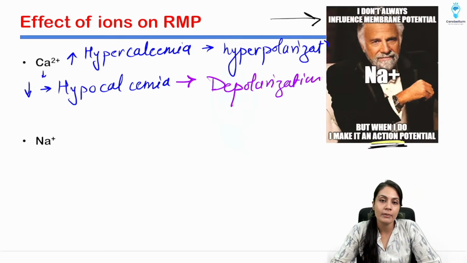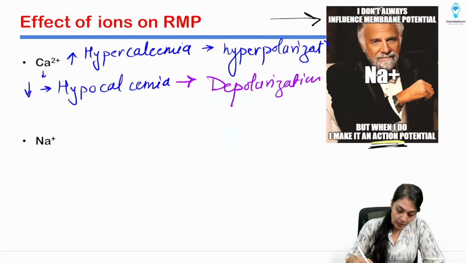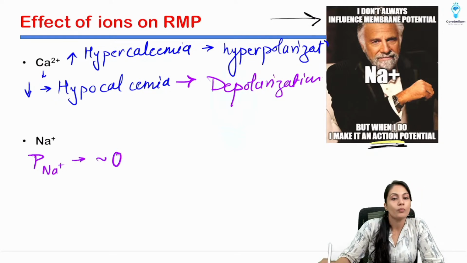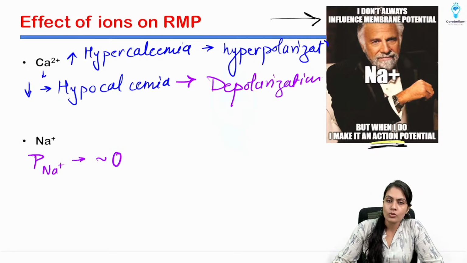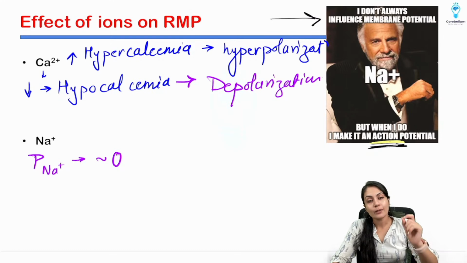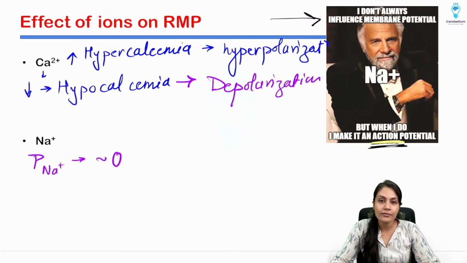Right, fewer leak channels are available, so more cations can come inside even during rest. What about sodium? The permeability of sodium is almost 0. In the guidance it is written as 0.04, and that 0.04 comes through the non-selective cation channels. Okay, so it is almost 0.